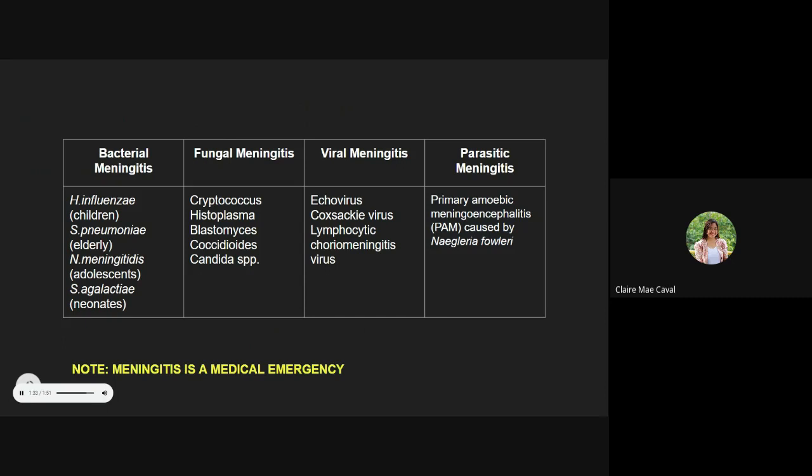Lastly, you have parasitic meningitis. One example I have here is primary amoebic meningoencephalitis. This is called PAM, caused by Naegleria fowleri. This is actually a very rare meningitis, but it is a parasitic meningitis.